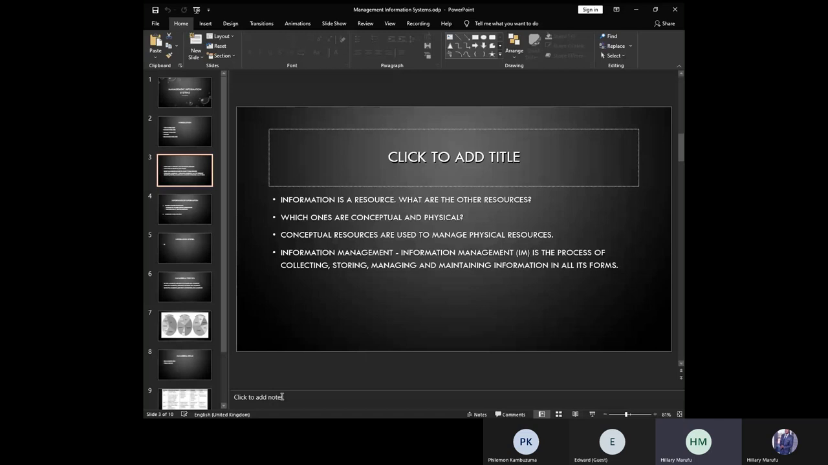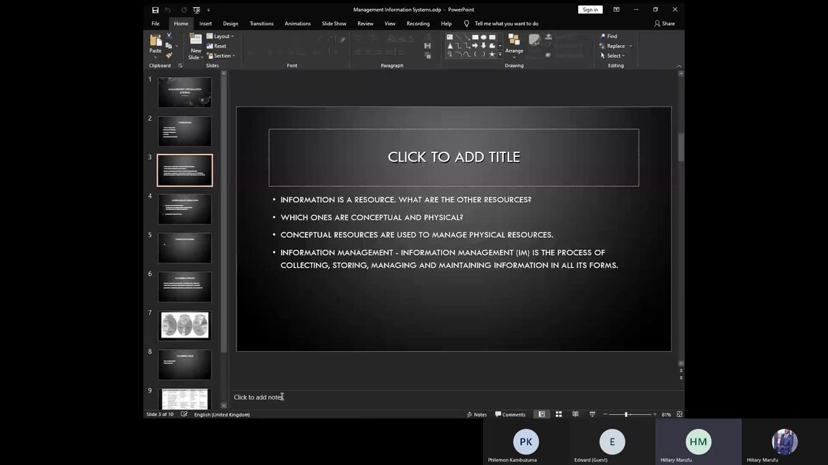Each and every department has the resources that it's supposed to cater for. Resources could be conceptual or physical. Conceptual resources are used to manage physical resources. Physical resources are cars, buildings, books. But information is not tangible, it's conceptual. So when you're trying to manage that information, that brought the evolution of and need for the creation of information management.